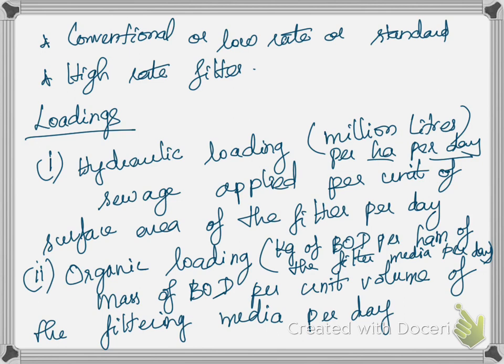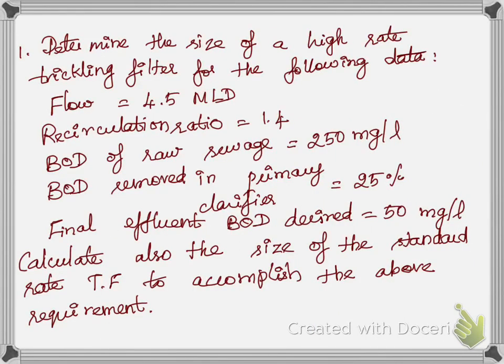Again, this is going to be called your trickling biofilter or biological filter, or it can be called your percolating filter or sprinkling filter. Now we'll proceed to the problem. The problem given is that we have to determine the size of the high rate trickling filter for the given data. So they have given the flow as 4.5 MLD, recirculation ratio is 1.4.